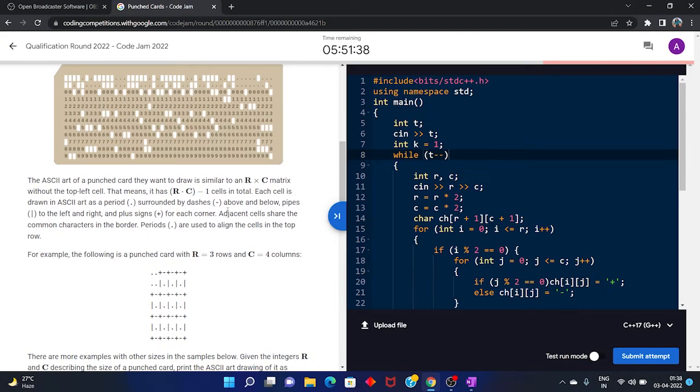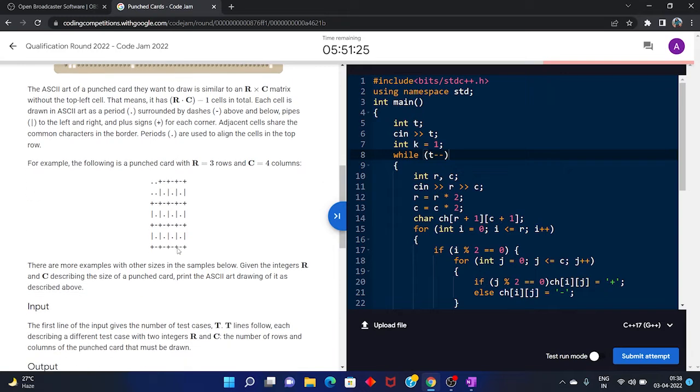The problem tells us to make an R into C matrix in which we have to print R into C minus 1 cells, where each cell is represented in the following manner. Each cell is surrounded by two minus signs above and below, two pipe signs on the left and right sides, and plus signs on the corners, and in the center we have a dot. So a cell has four plus signs on the corners, two minus signs above and below, a dot in the center, and two pipes on either side. We have to make R into C minus 1 cells.